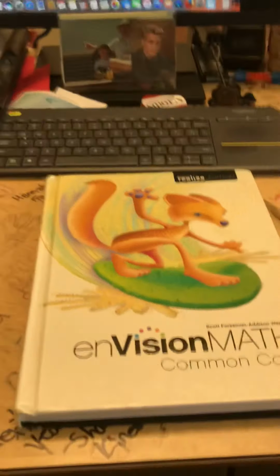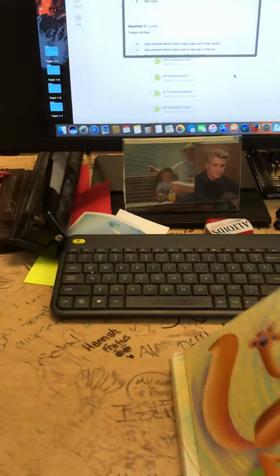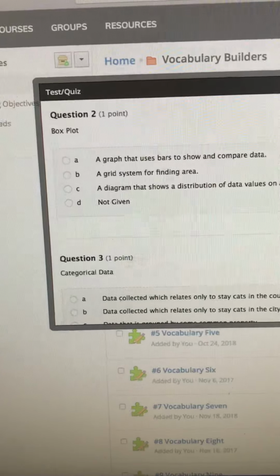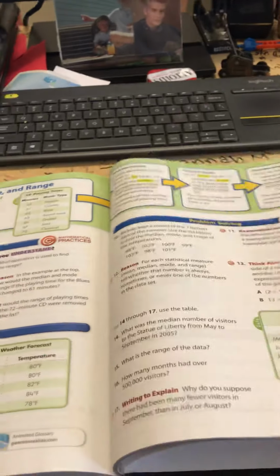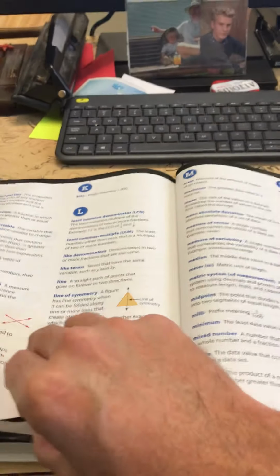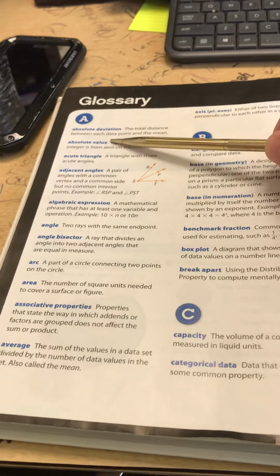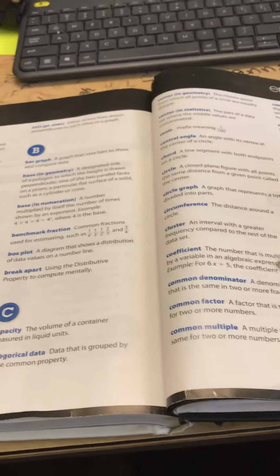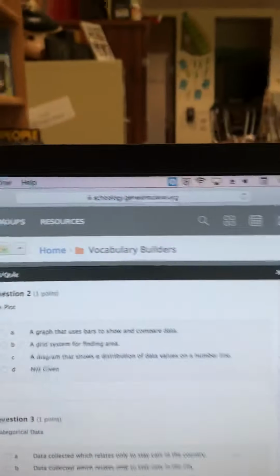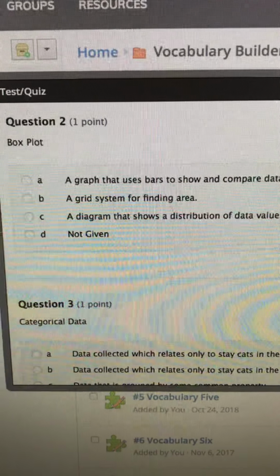The school has purchased these math books for us, and you can say, okay, well, I have no idea what categorical data is, or what a box plot is. So what you do is you come into your book, and at the end of your book, there's a wonderful set of pages called the glossary. And the glossary gives you a whole bunch of vocabulary words and their definitions. So let's just take a look. Let's say we have box plot. We have no idea what a box plot is.